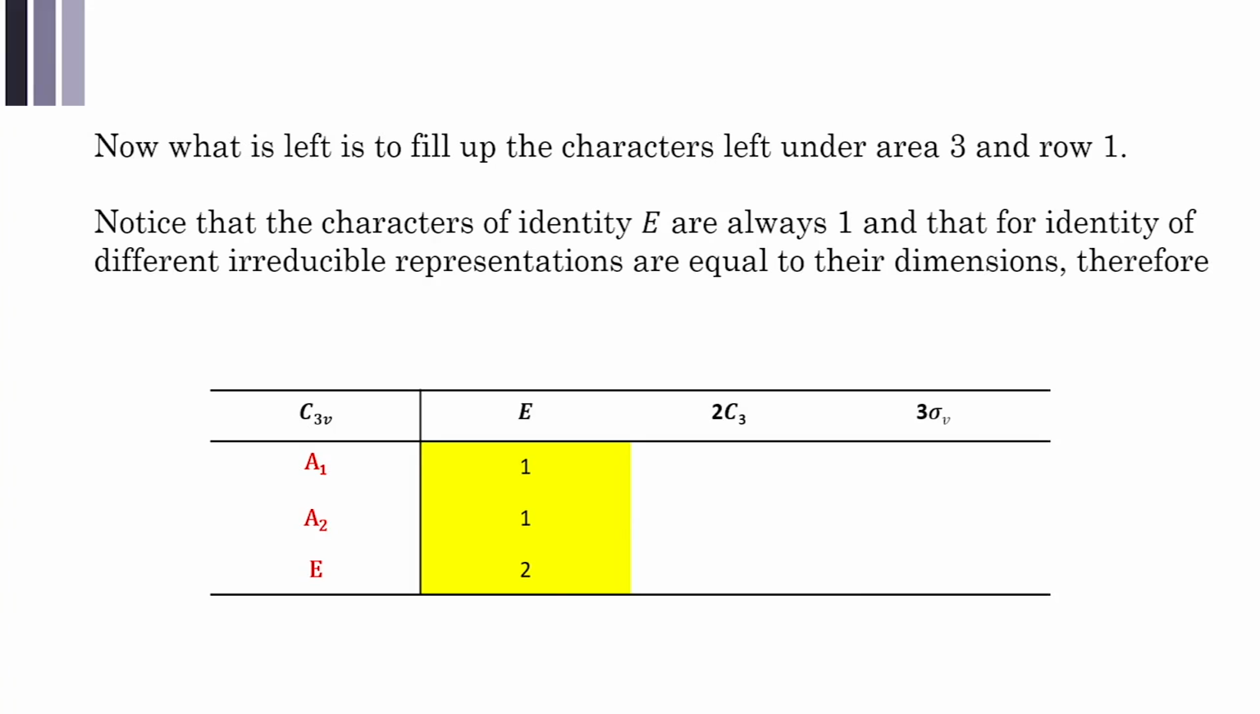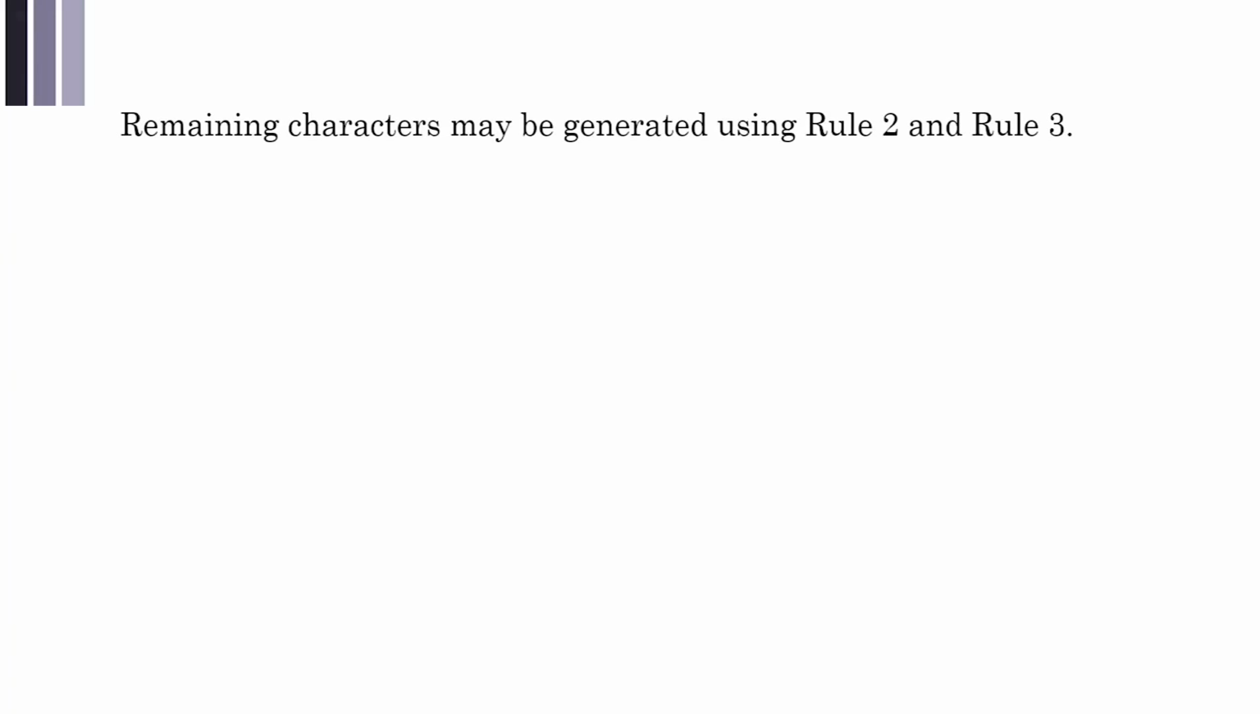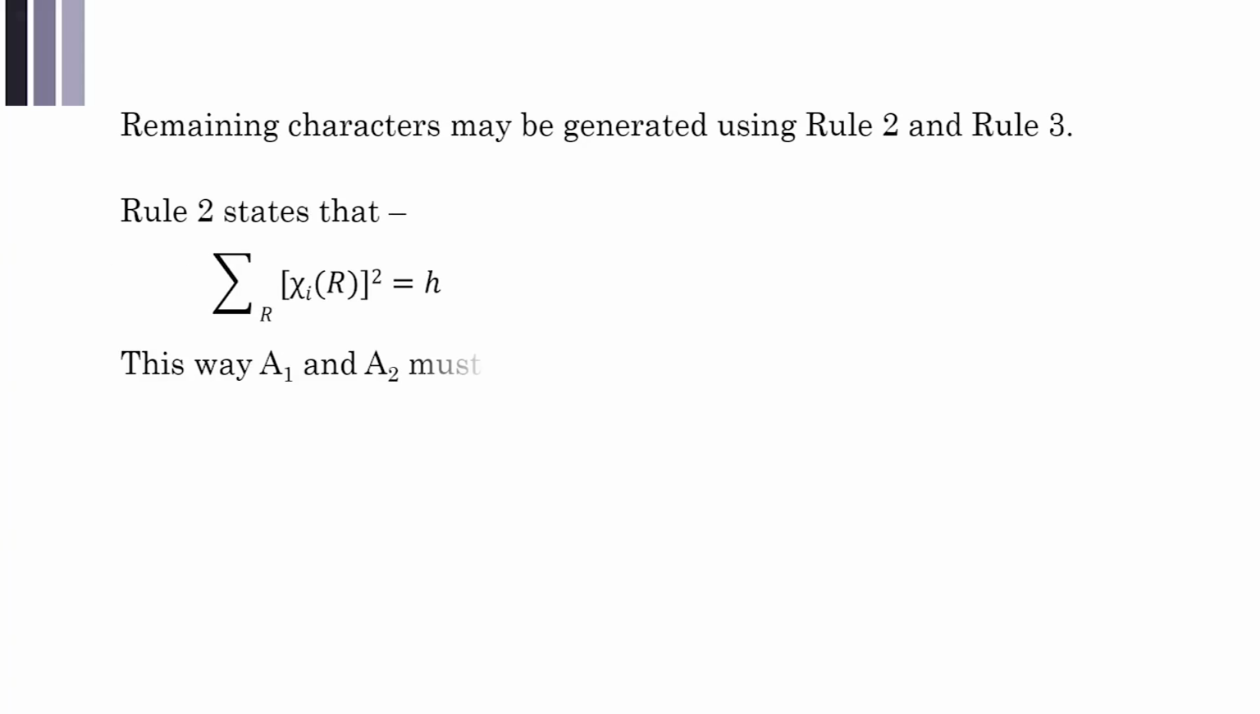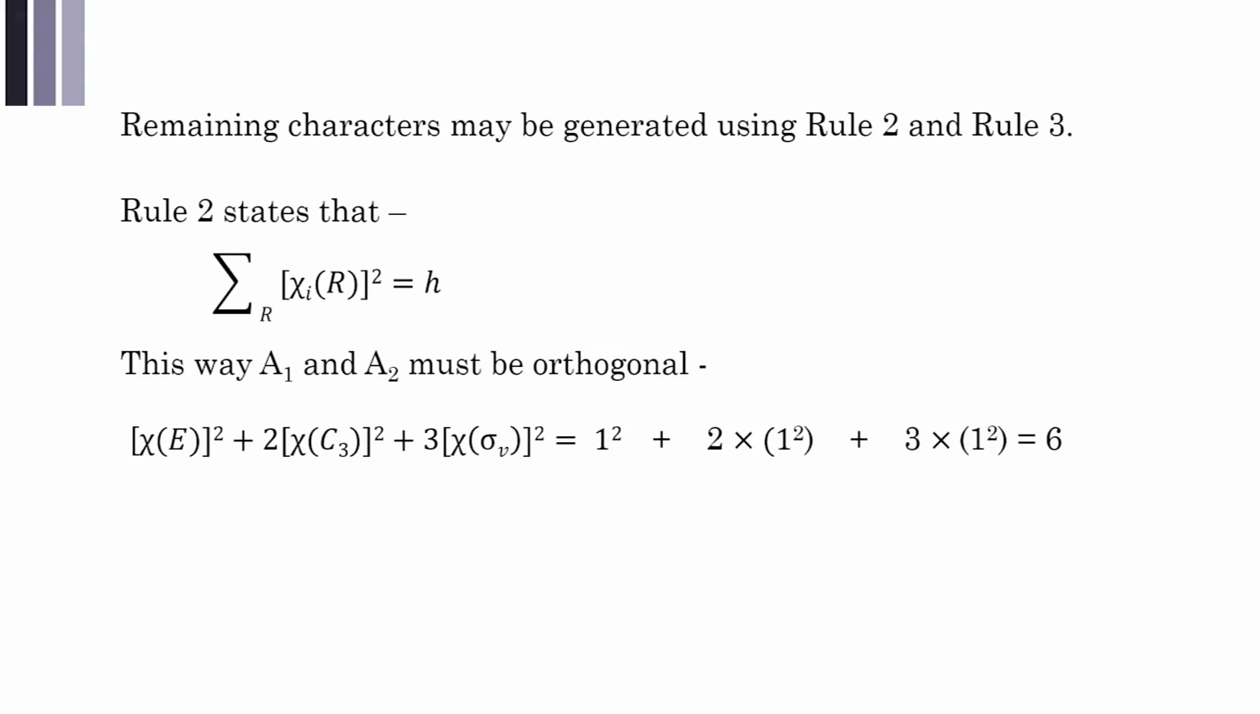So simple, isn't it? Next, we should move on to find the characters of the remaining rows. How can we do it? The rule states that the summation of the squares of the characters is equal to h. Now just look at this: chi of E squared plus 2 chi of C3 squared plus 3 chi of sigma v squared should be equal to 6.